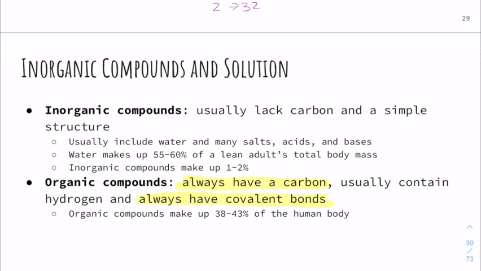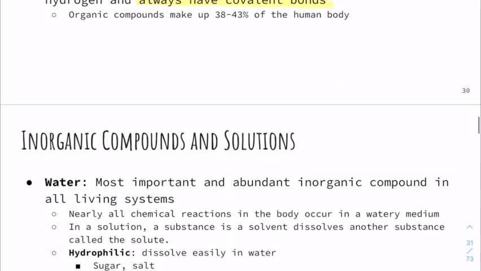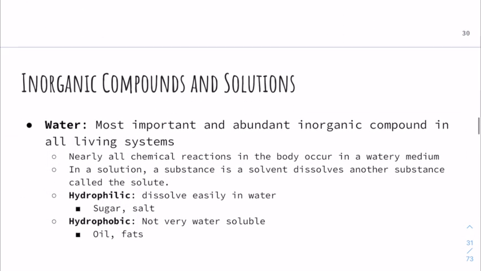With inorganic compounds, we want a simple structure. Water. That's why water is listed here. Water is an inorganic compound. There's no carbon, and it's a very simple structure. As I just said, water is the most important and abundant inorganic compound in all living systems.